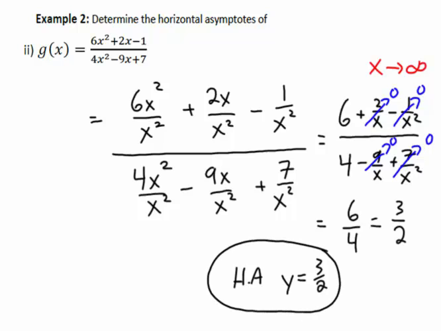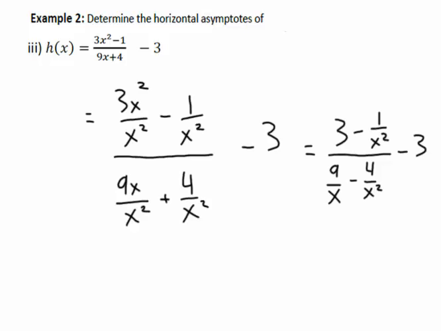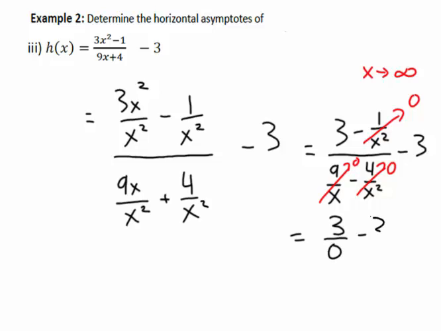So pretty easy to do. Just divide by the highest power. See if you can do this one on your own. So if we divide everything by the highest power, which would be x squared, and then simplify it down, there's our solution we get. So now we let x get really, really big. This will become 0, this will become 0, and this will become 0. And what we're left with then is 3 over 0 minus 3.